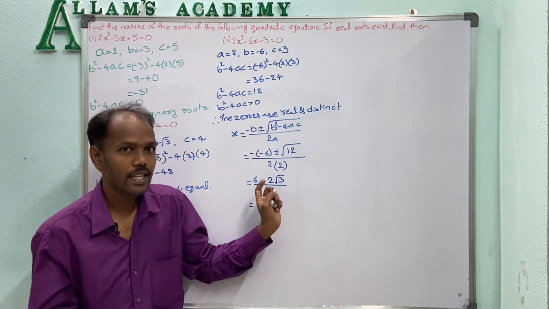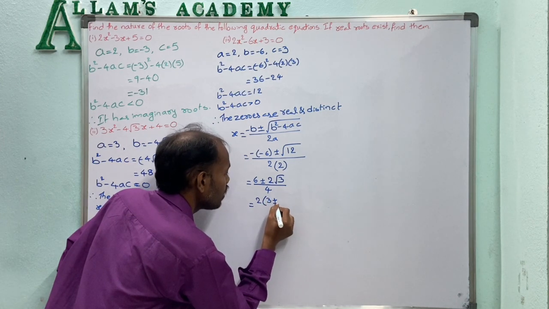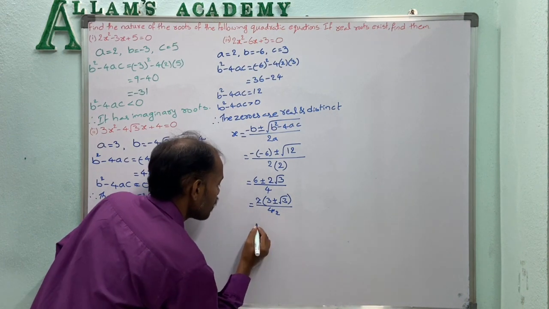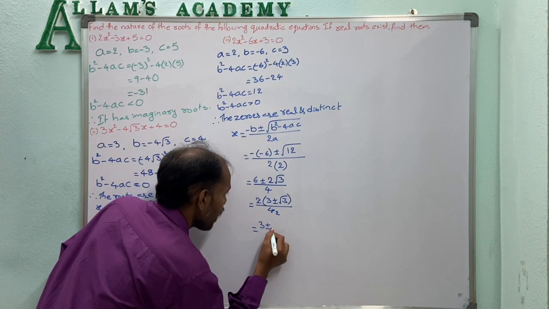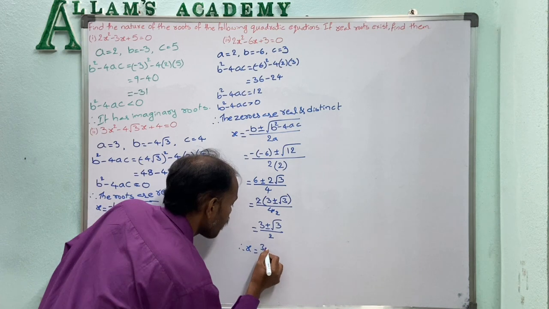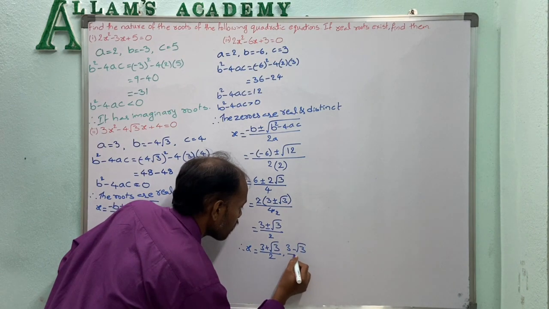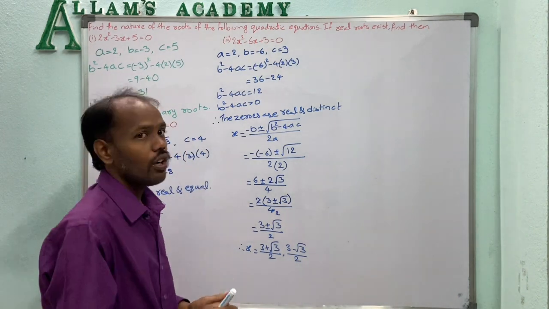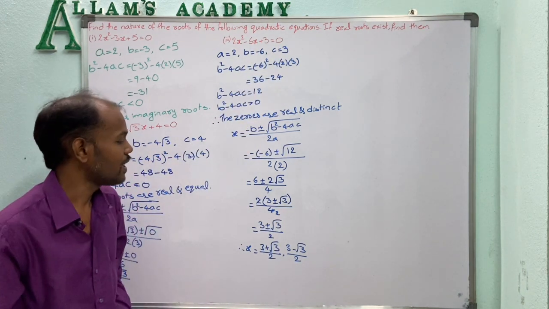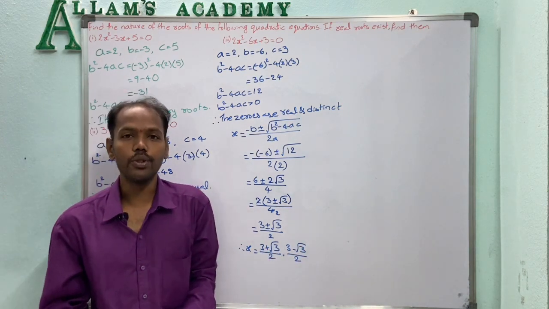That means here 2 is the common factor. So that 2 is taken common. Now we can write 2 into 3 plus or minus root 3 by 4. So 2 ones, 2 twos. So that means 3 plus or minus root 3 by 2. So the zeros of this quadratic equation are 3 plus root 3 by 2 and 3 minus root 3 by 2. Okay, so the quadratic equation 2x square minus 6x plus 3 equal to 0 has the zeros 3 plus root 3 by 2 and 3 minus root 3 by 2.